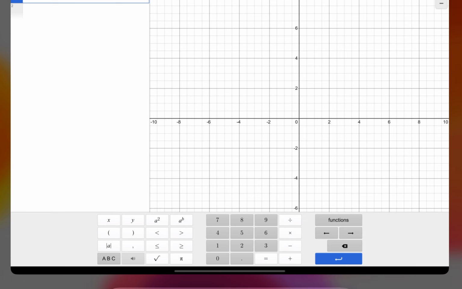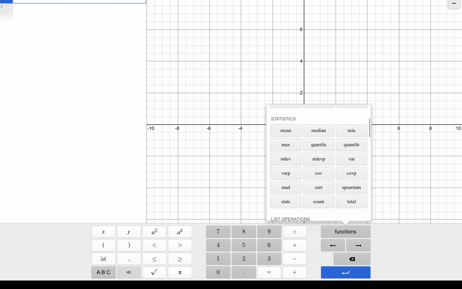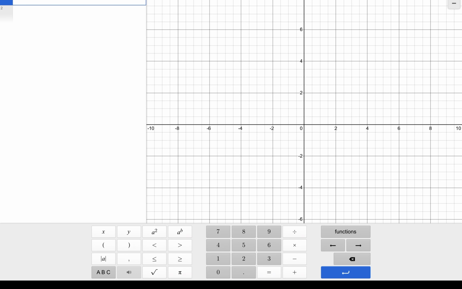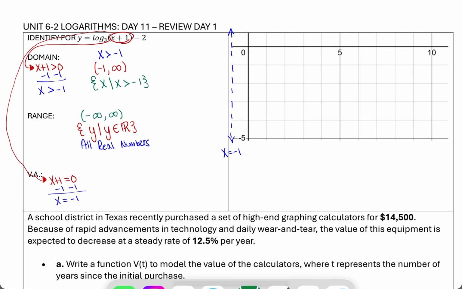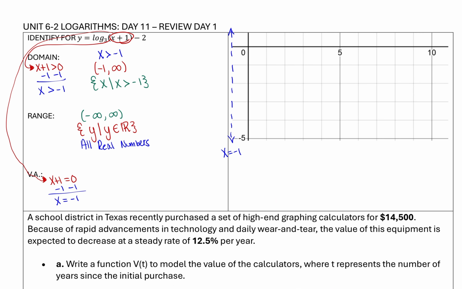If we go to Desmos, we have y equals log, let's see, all the way down here. We have log base 3 of x minus 1. Oh, no, that's a plus 1. And minus 2, plus 1.